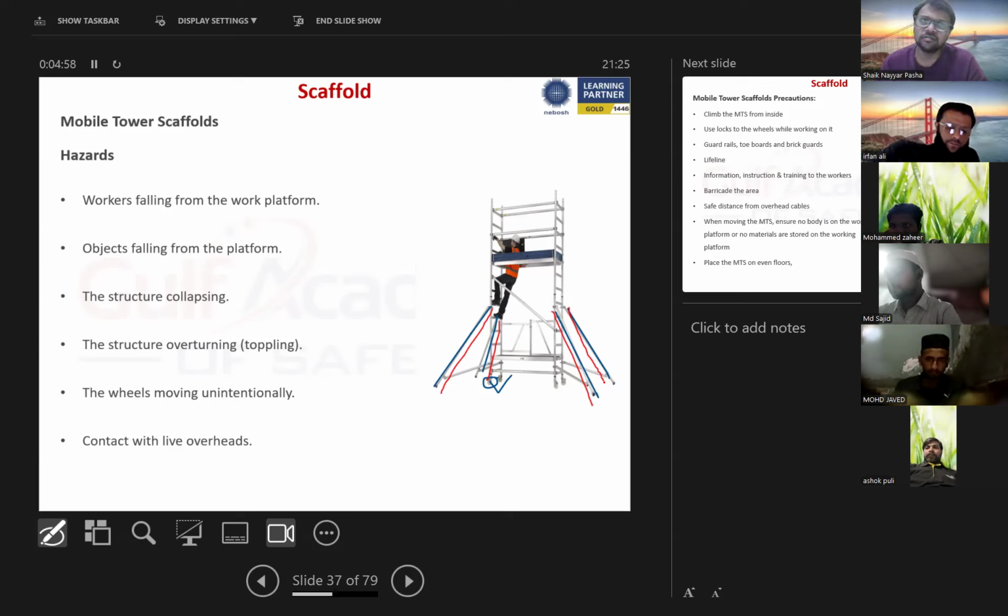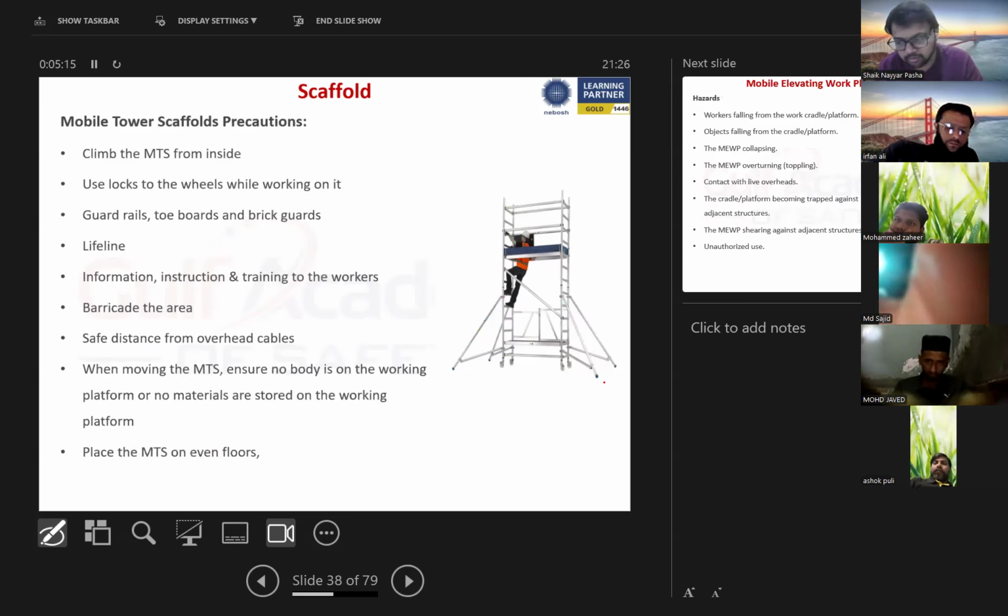And do not store anything while moving the scaffolding. Already we discussed it. And maintain a safer distance from the overhead power cables. And when you are climbing, always climb from inside, not from outside. So these precautions should be taken to minimize the risk associated with mobile tower scaffolding. Okay, am I clear?